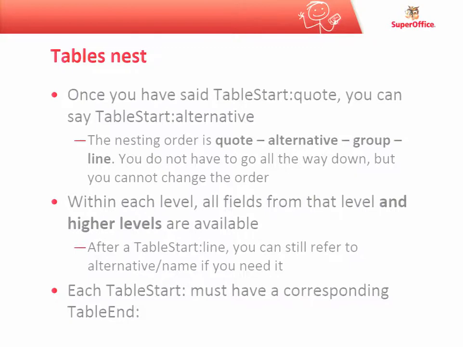Group is optional. You can go directly from alternative to line, and you don't have to go all the way down. You can iterate over the alternatives to make a summary where you just pick out the sums, table end alternative, new page, table start alternative, and now we're iterating over the product lines, if you want to. Each table start needs a table end.